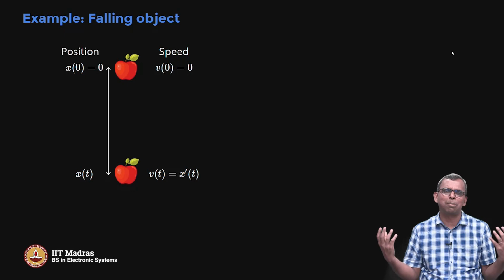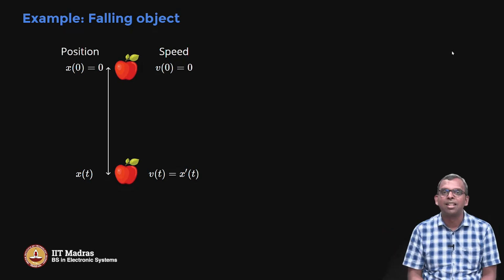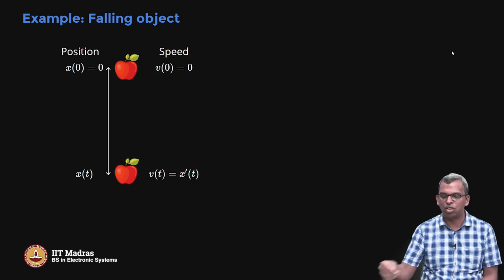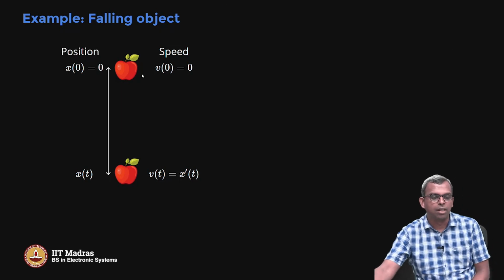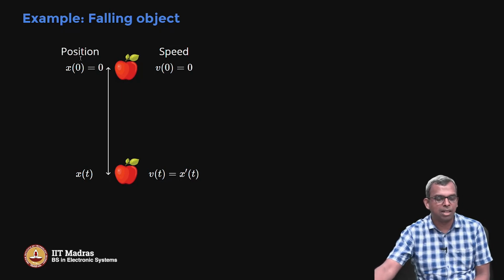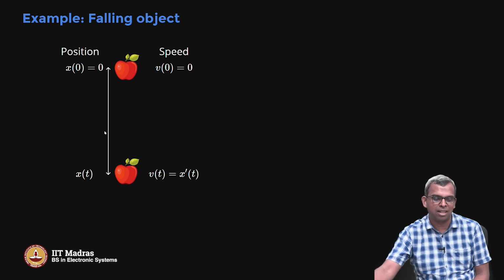Here's the first example, the simplest example, one of the examples we started with when motivating calculus and rate of change. This is a falling object. You have an object here, which is an apple as I've shown. Its position is 0, let's say, and its velocity is 0. It's at rest there, and then it starts to fall. After some time, its position will become x of t. We can say the origin is here, and this is the positive direction. So its position is x of t, and its velocity or speed will be v of t equals x prime of t. Notice that x prime naturally shows up here.